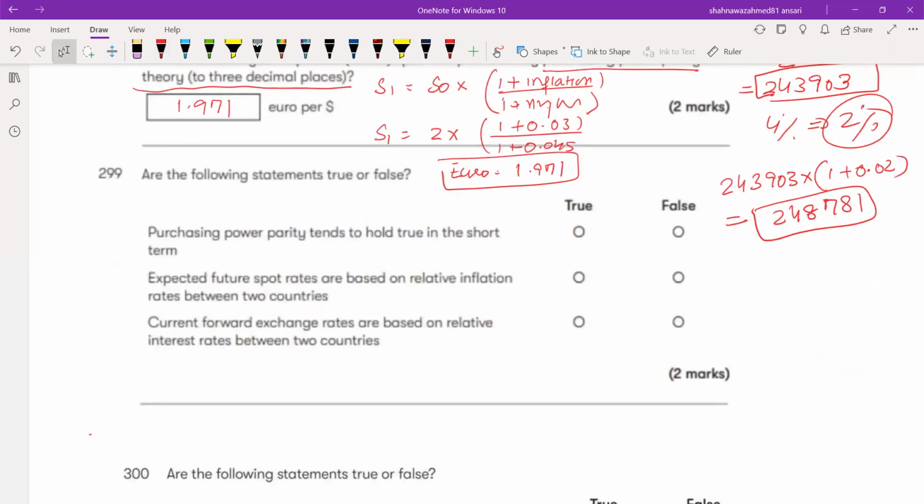Are the following statements true or false? Purchasing power parity tends to hold true in the short term. This is not true. Purchasing power parity is applicable in the long term. Expected future spot rates are based on relative inflation rates between 2 countries. This is true. Current forward exchange rates are based on relative interest rates between 2 countries, and this is also true.